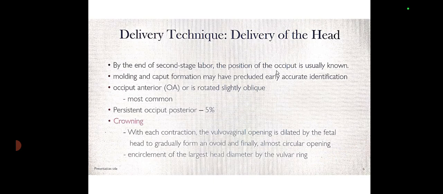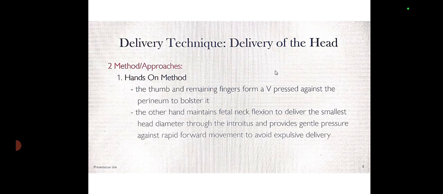While speaking about the delivery of the head, by the end of the second stage of labor, the position of the occiput is usually known. Molding and caput formation may have precluded early accurate identification. The occiput anterior, or slightly oblique, is the most common one. Persistent occiput posterior is around 5%. While speaking about crowning, with each contraction, the vulvovaginal opening is dilated by the fetal head to gradually form an oval and finally an almost circular opening. The encirclement of the largest head diameter by the vulvar ring occurs here.